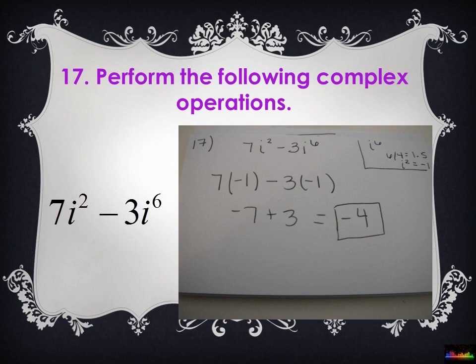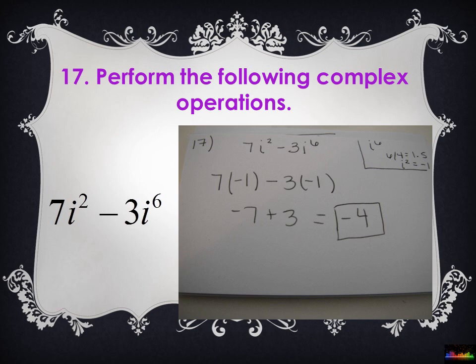This problem wants us to simplify 7i squared minus 3i to the 6th power. Well, we know we need to write our answer in standard form for a complex number, which is a real part plus an imaginary part, and there is no exponent with the i. So we are going to change i squared, and we are going to change i to the 6th. i squared is equal to negative 1. That is one of our 4 properties of imaginary numbers.